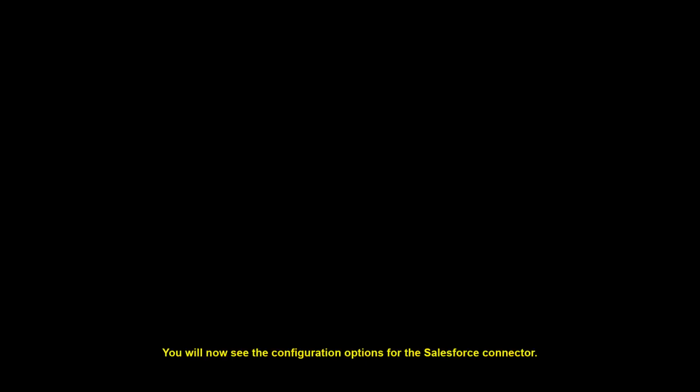You will now see the configuration options for the Salesforce connector. Select the desired schemas you want to sync from Salesforce. Fivetran allows you to customize your sync by selecting specific objects. Tick the checkboxes next to the objects you wish to include. You can also set up filters to limit the data synced from each object.